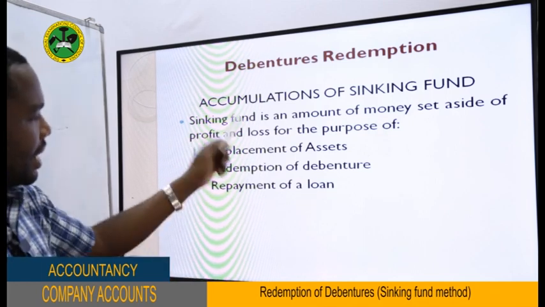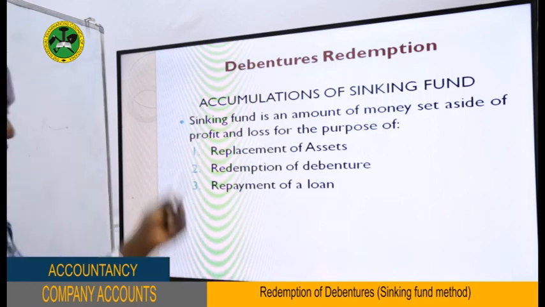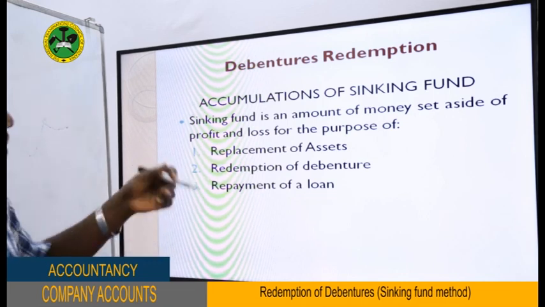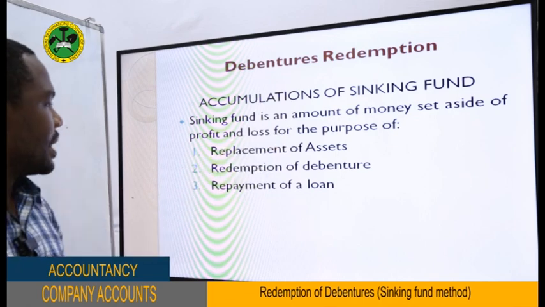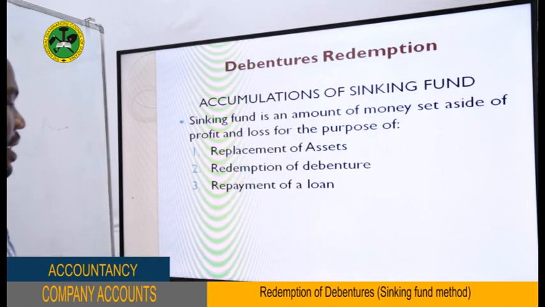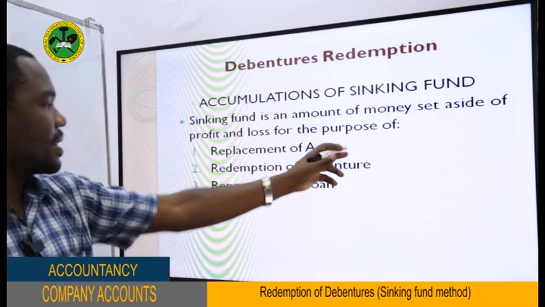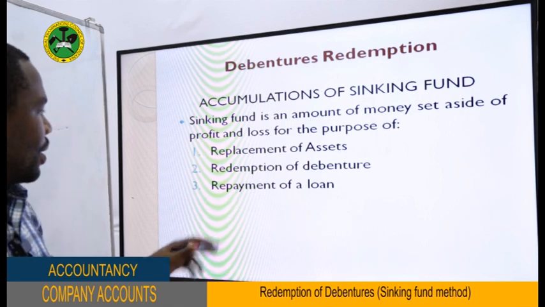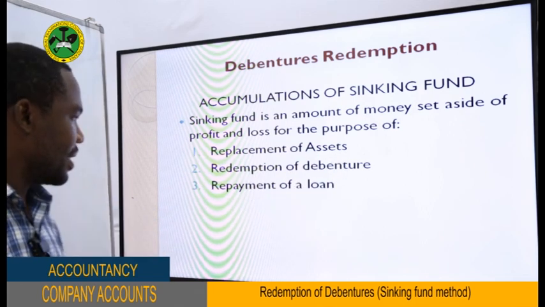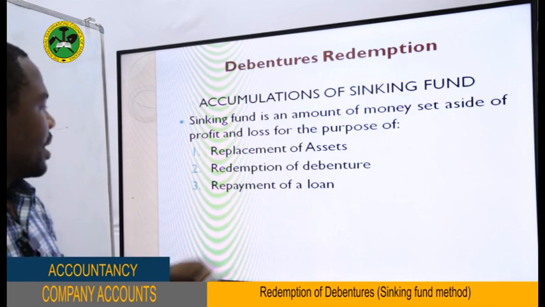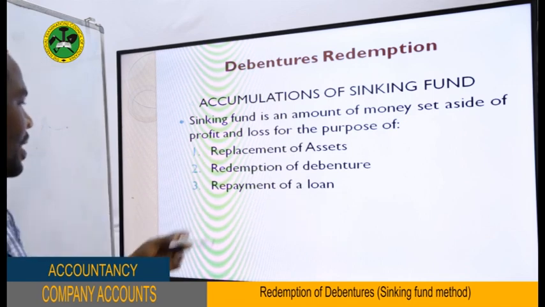So you may set aside a certain amount of money on a yearly basis, annually. On maturity, if it is for replacement of an asset, when the asset is at scrap value, then you'll have a sufficient amount to replace it. Or at the expiry period of the debenture, you'll get a sufficient amount to redeem the debenture. Just the same as a loan.